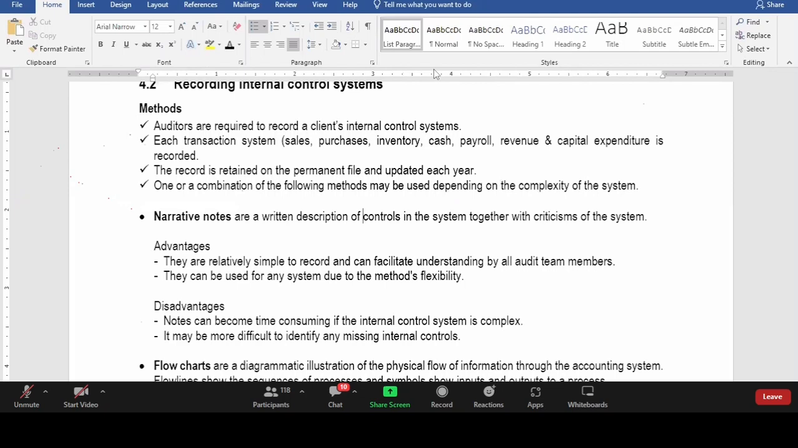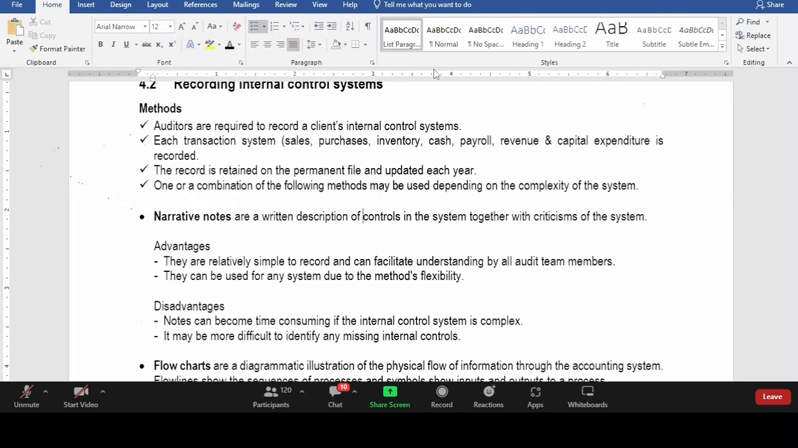It will be clear when we have looked at the systems. We cannot bring in very many details, so just write notes. Since you are experts at writing notes, let me not explain beyond this. What are the advantages? They are relatively simple. Anybody can write notes, and they facilitate understanding by all team members. Notes can be used for any system due to their flexibility.